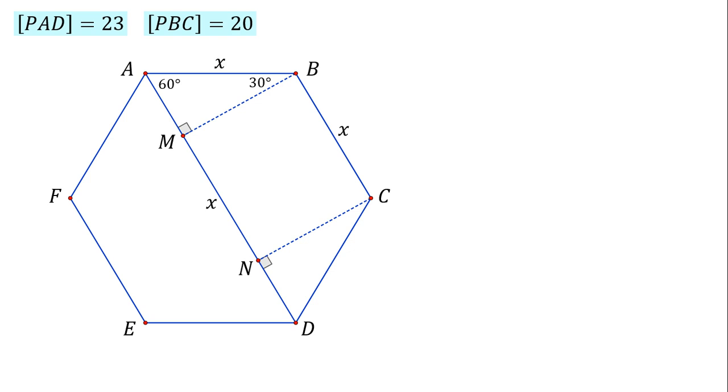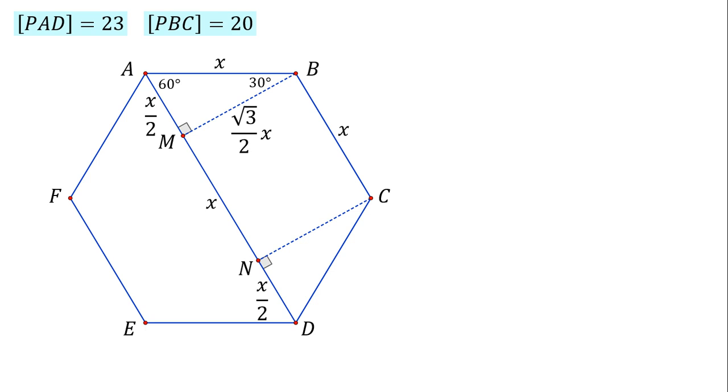AB is also X. In right triangle AMB, AM is opposite the 30-degree angle, so it is half the hypotenuse AB. So AM is X over 2. Since triangle BMA is congruent to triangle CND, ND is also X over 2. Now, in right triangle BMA, MB is opposite the 60-degree angle, so it can be represented by square root of 3 over 2 times X.